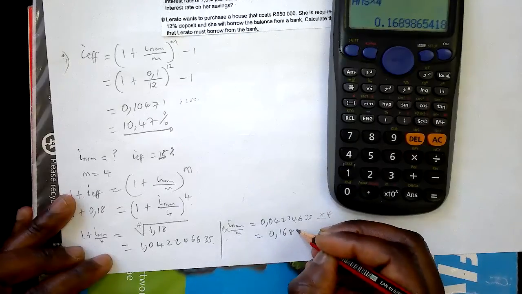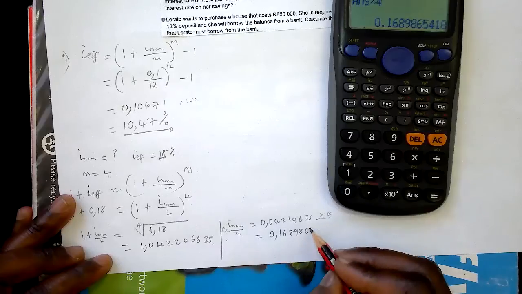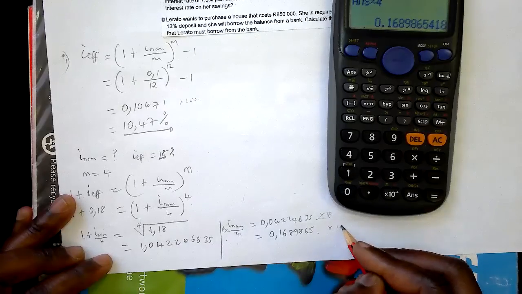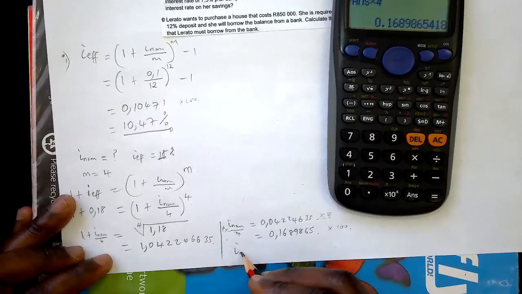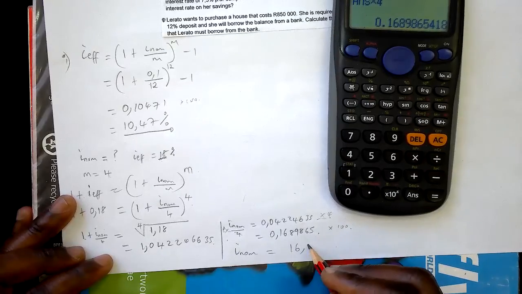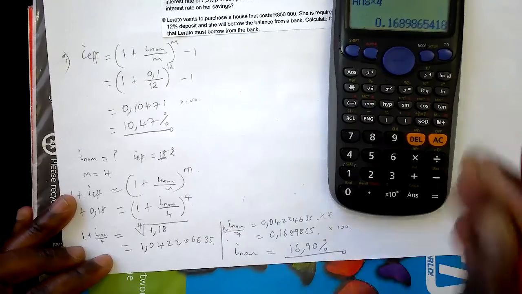We get 0.168986 and it goes on like that. Then I multiply by 100 to make it a percent. I nominal will be equal to 16.90%. So I think now you understand.